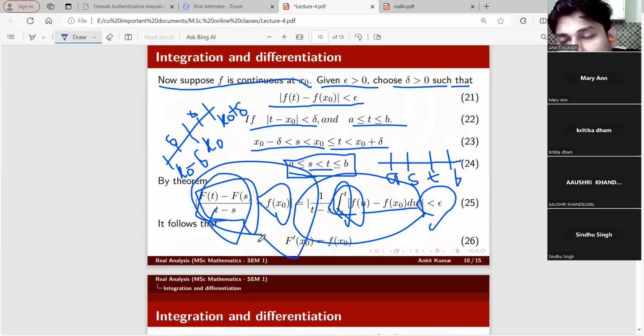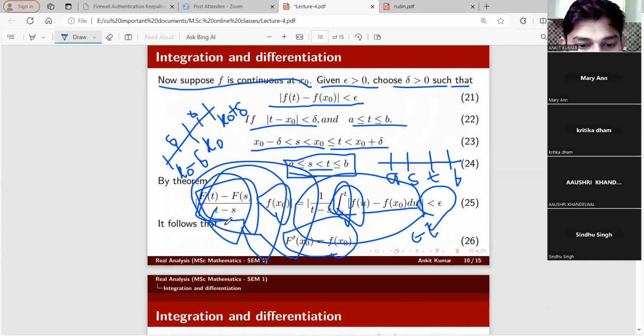Now, by using the properties of differentiation, what is a differentiable function? A differentiable function at a point x naught is one where (F(x) minus F(x naught)) upon (x minus x naught) is defined on the closed interval a, b. So by using these properties, since the modulus of (F(t) minus F(s)) upon (t minus s), minus f(x naught), is less than epsilon, we prove that F dash of x naught is equal to f(x naught), because this part is nothing but F dash, and this is f(x naught).